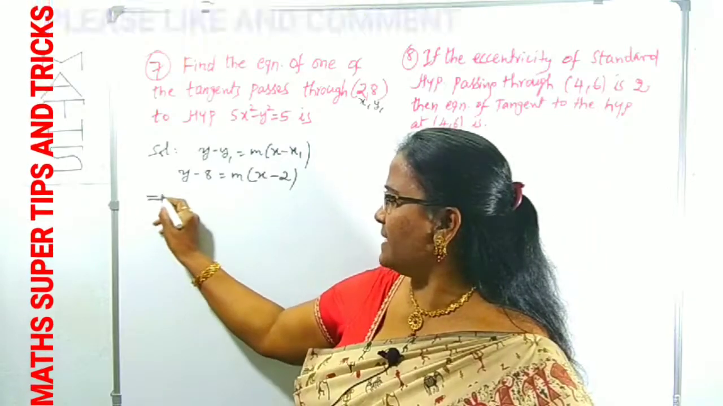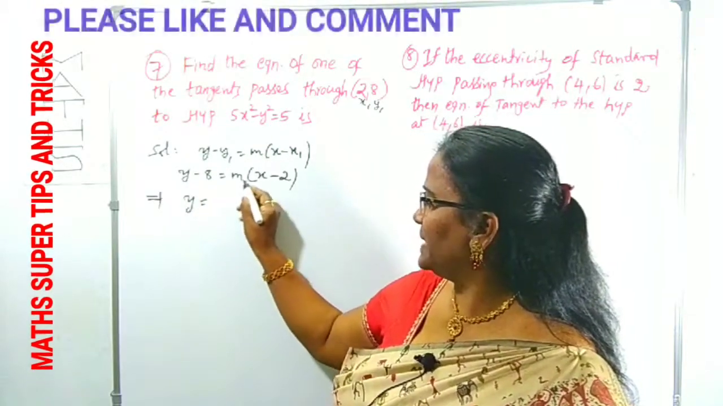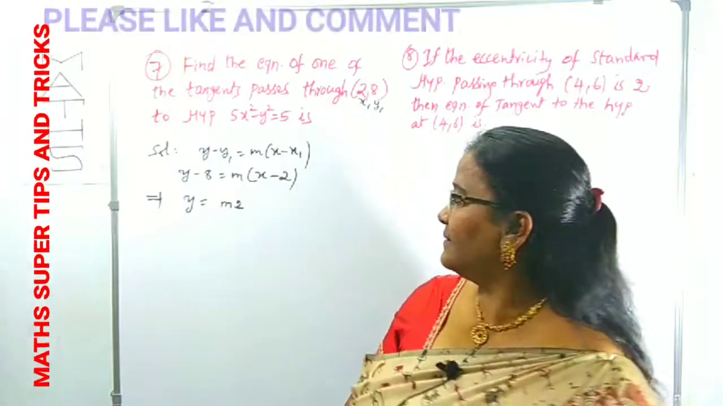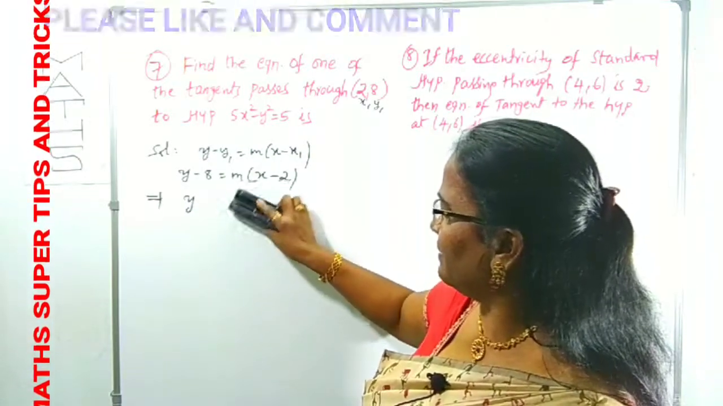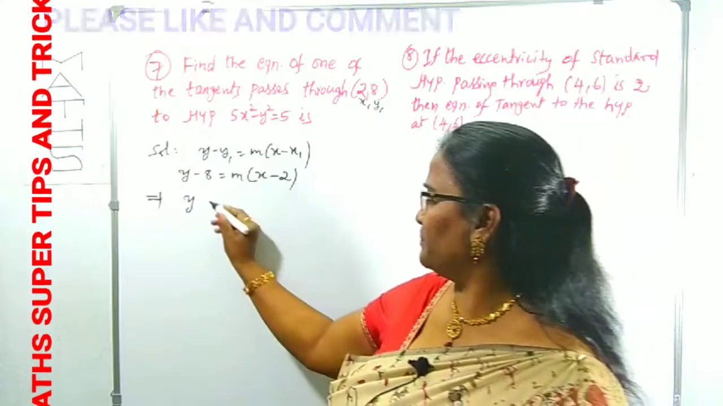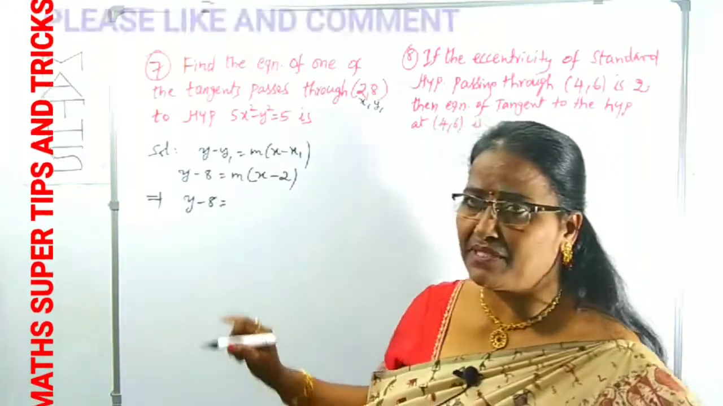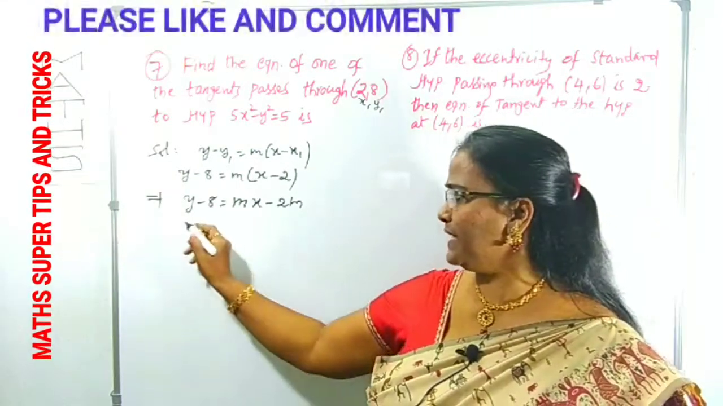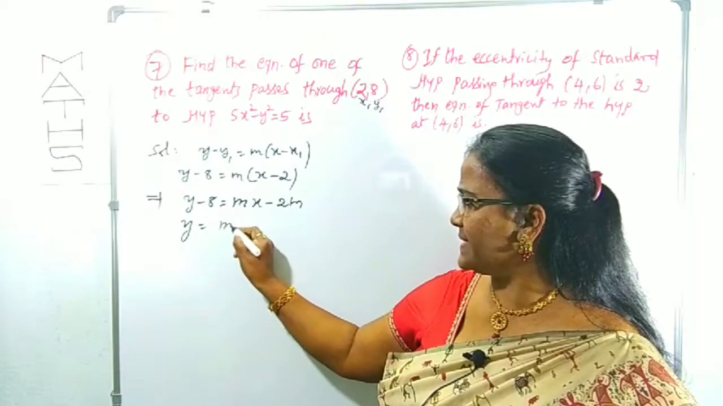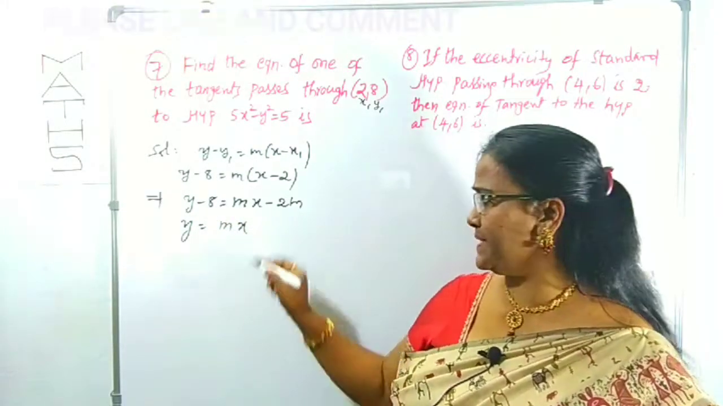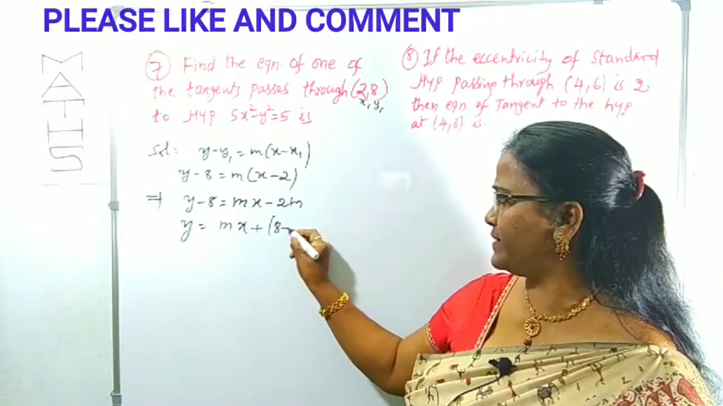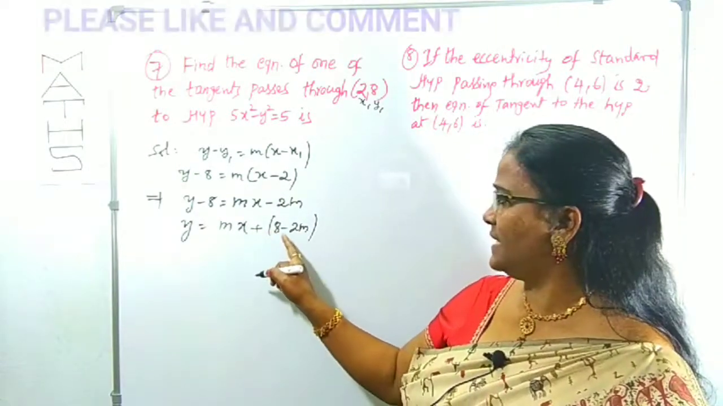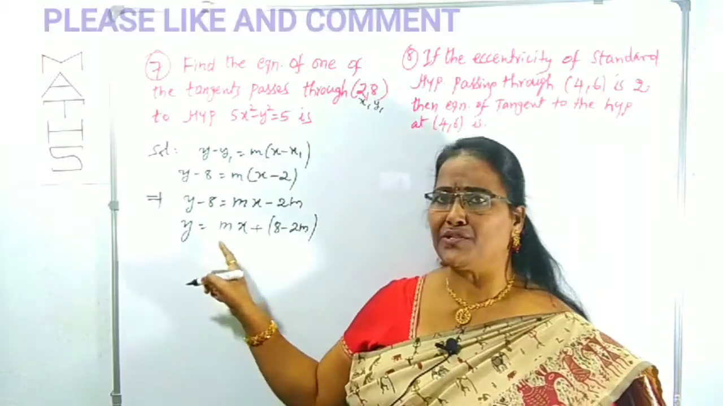Again, I am rewriting this. One more step we can write better. My y minus 8 equals, by the expansion of these two terms, mx minus 2m. Clear? Now we can rewrite this as y is equal to mx plus 8 minus 2m. It is clearly in the form of y is equal to mx plus c.